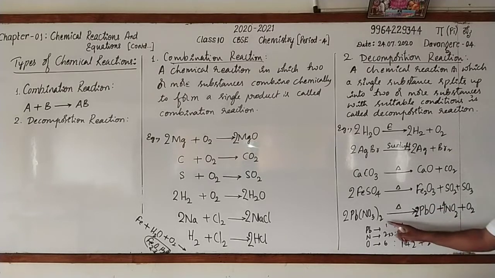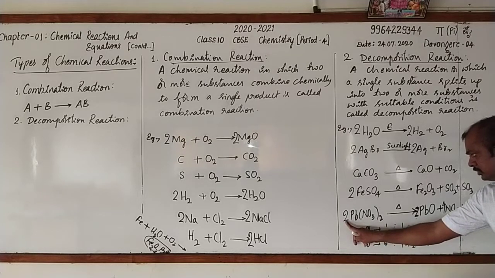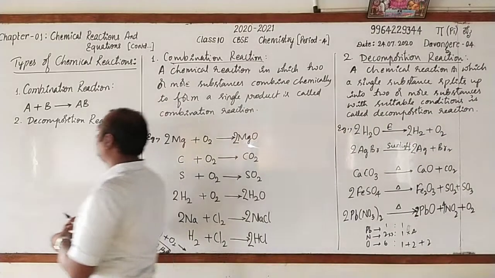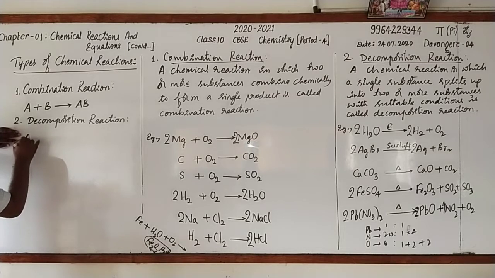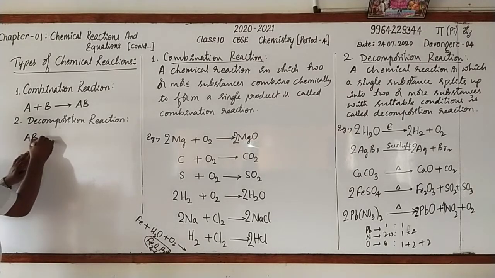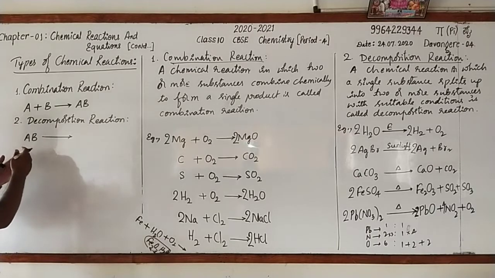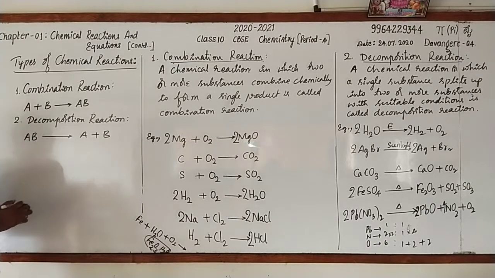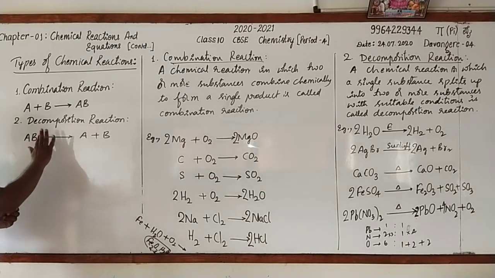Right? Observe. 2 atoms of lead, 2 atoms of lead. Oxygen count 2, 8, 2, 12. Oxygen count 2 3s are 6 into 2, 12. Next, nitrogen 4. Here 4. Now the equation is balanced. Clear? Now generally it can be written like this. Here I'll take a compound, call it AB, and it decomposes into 2 or more substances with a suitable condition, whatever the condition may be. Then it gets split up into A and B. Got it? Okay, this is the general form.